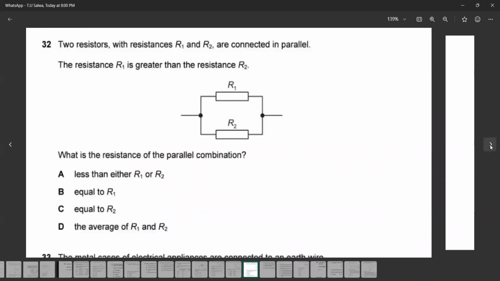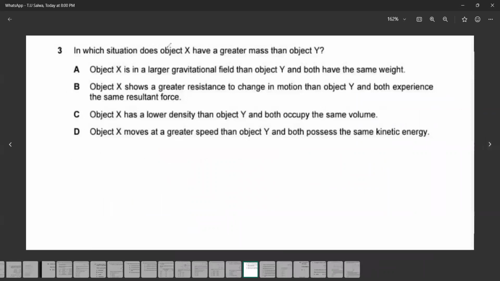It's the same question I discussed earlier. In which situation does object X have a greater mass than object Y? So weight is equal to mass multiplied by gravity. They're asking about mass, which is the amount of matter. Object X has a greater gravitational field strength than object Y, and both have the same weight. So it means the weight of X is equal to the weight of Y. And weight is mass of X into gravity equal to mass of Y into gravity.